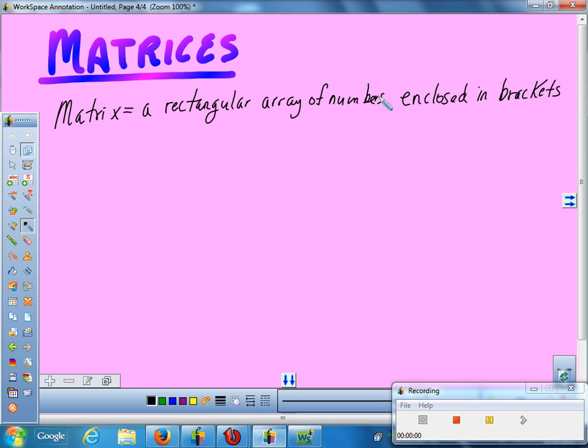An array is something that's in rows and columns. So it's a rectangular shaped set of numbers in rows and columns. So this is a matrix. The numbers are arranged in rows and columns, and they've got brackets around it. Okay? So you're going, lovely, I have numbers in this rectangular array. Why would I put numbers there?